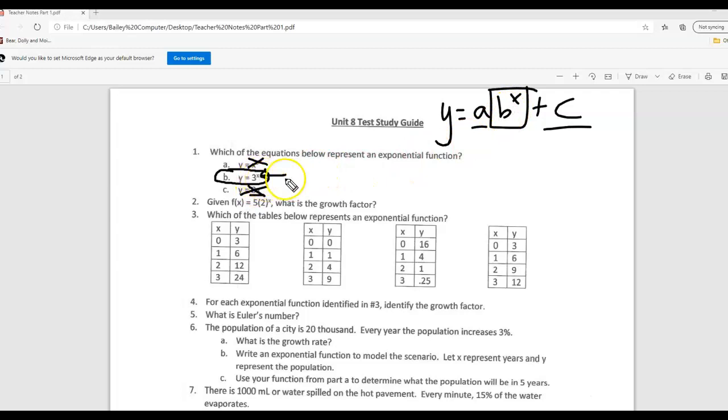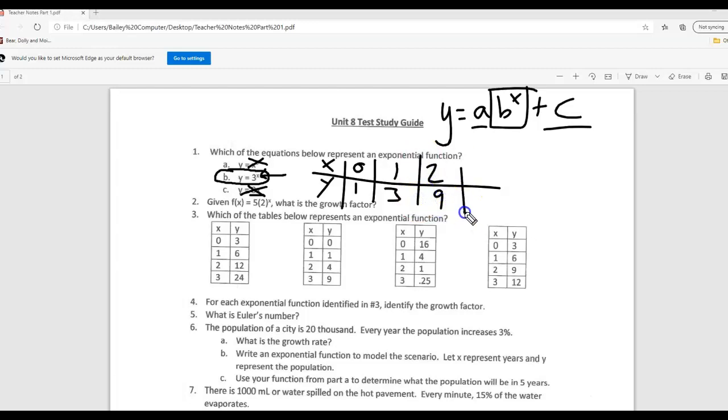Now, let's just kind of experiment a little bit here. If I were to make a little table of values real quick, and plug in 0 for x, I would end up with 1. 3 to the 0 power equals 1. If I were to plug in 1, I would get 3, because 3 to the first power is 3. And if I were to plug in 2, I would get 9.